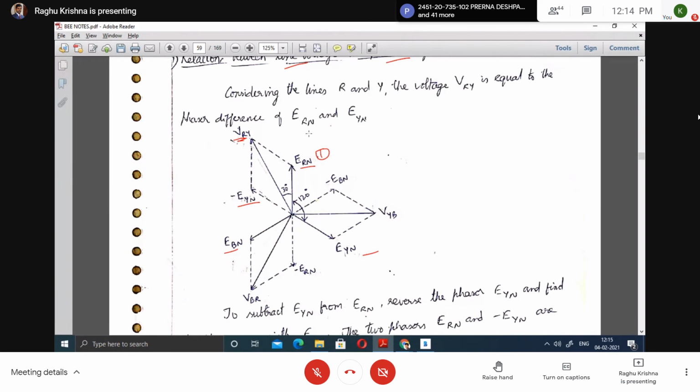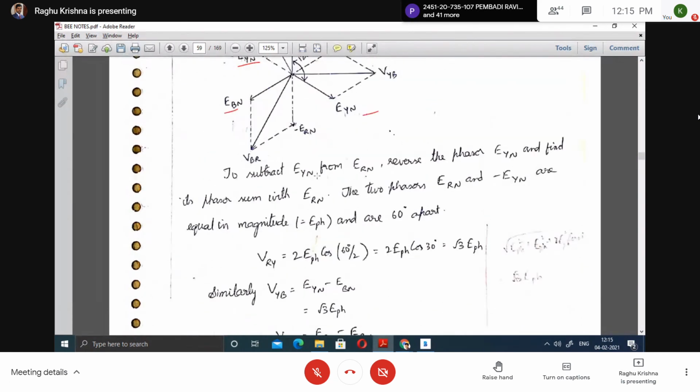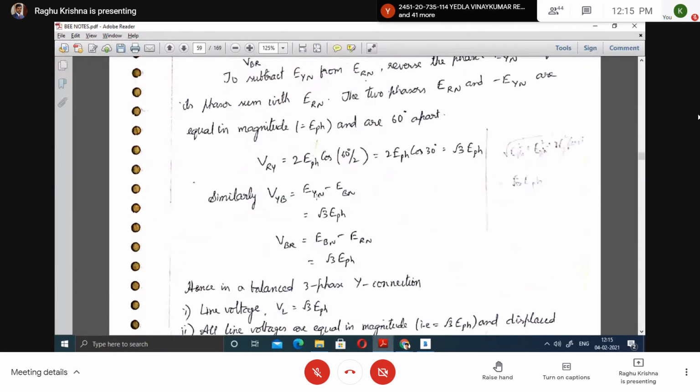Now you have to get the relation between phase voltage and the line voltage. Now coming to the magnitude. Here you have to get the component of ERN along VRY, and the component of minus EYN along VRY. So here 2EP cos 60 by 2. So 2E phase cos 60 by 2 is the magnitude of VRY.